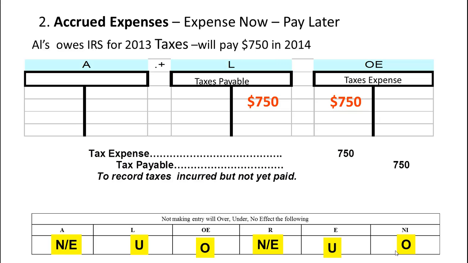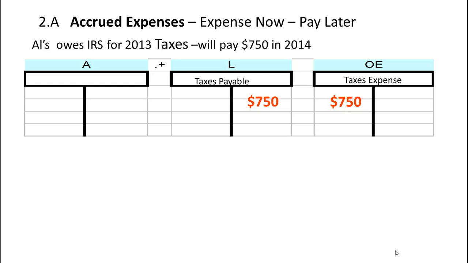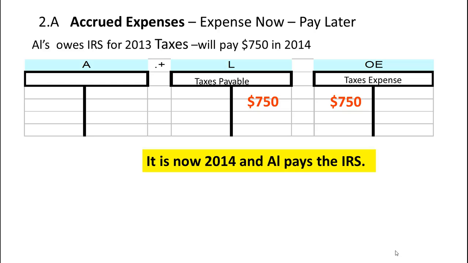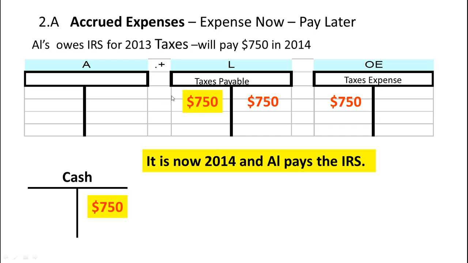Now, let's go a little further with this. Let's go to 2014. In 2014, we pay the IRS. So when we pay the IRS, here's what happens. We reduce cash by $750, and we also reduce the liability. And this will be done sometime in 2014.